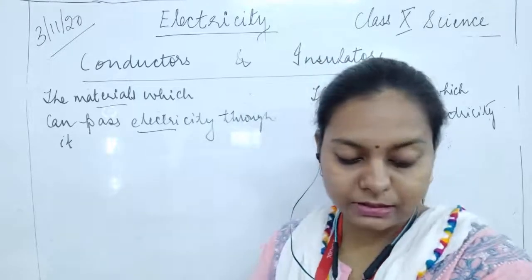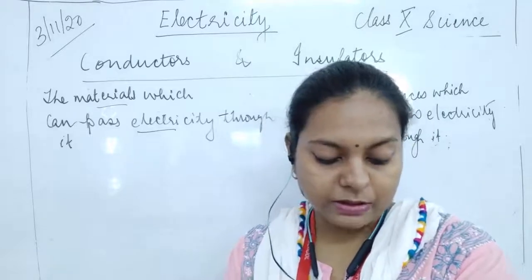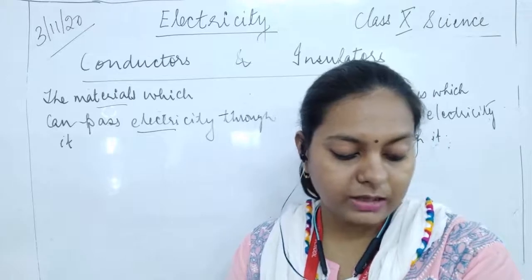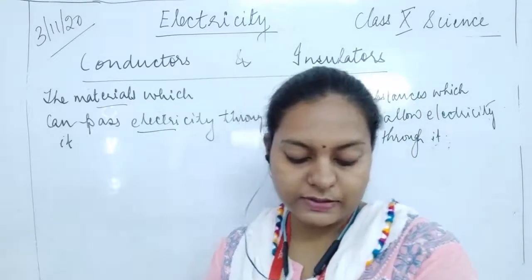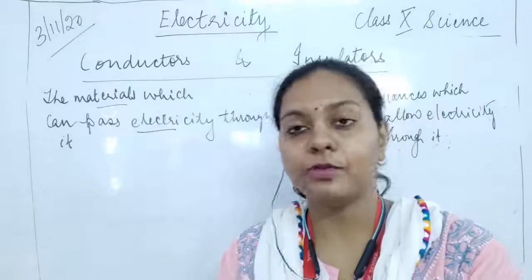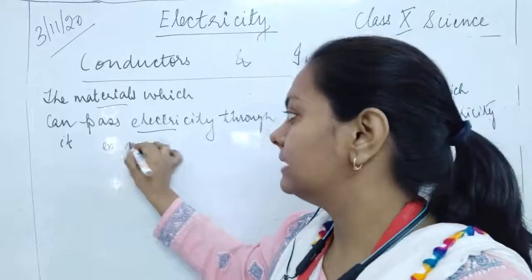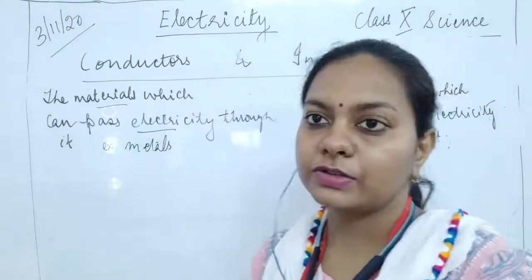Those substances through which electrical charges can flow are said to be conductors. But the flow of electric charges is called electricity. So we can also say that those substances through which electricity can flow are said to be conductors. Okay, for example, the metals. All the metals are good conductors of electricity.